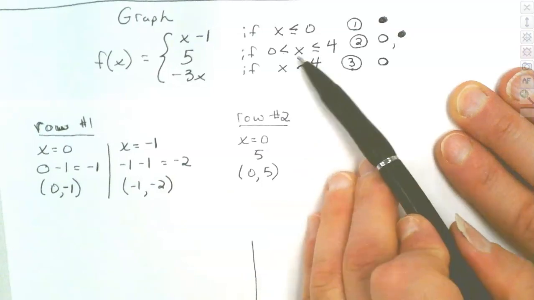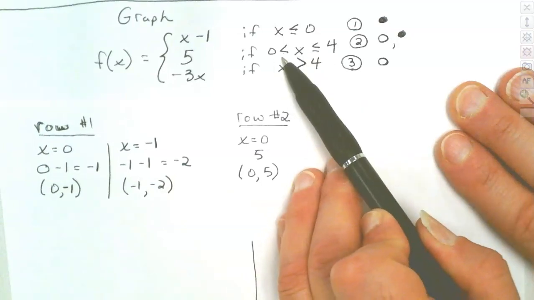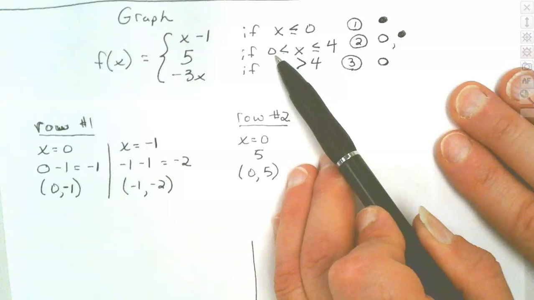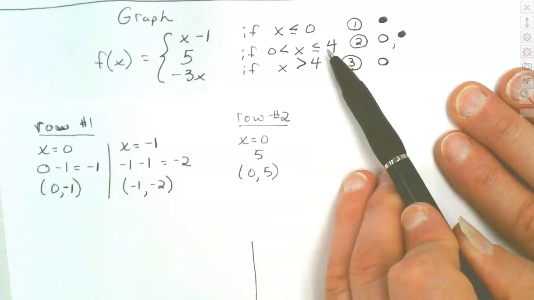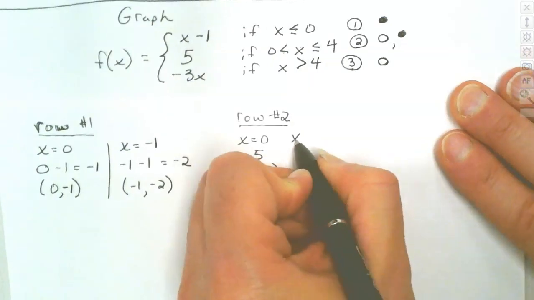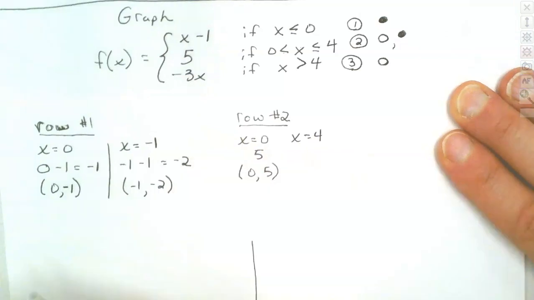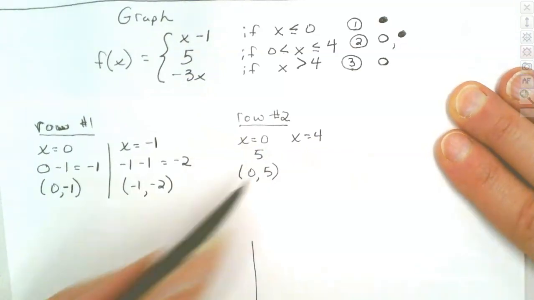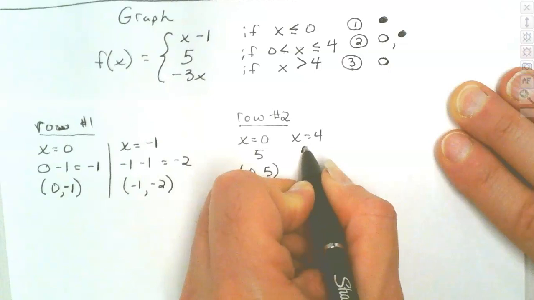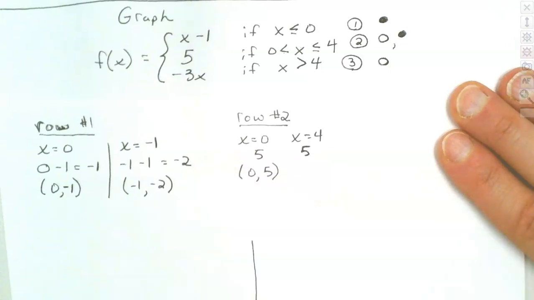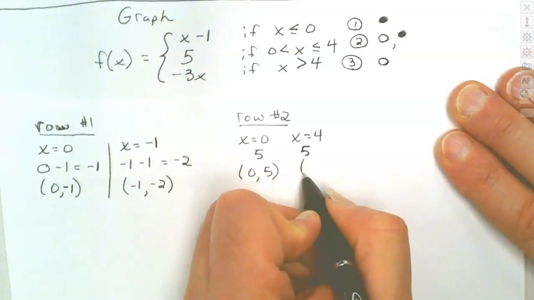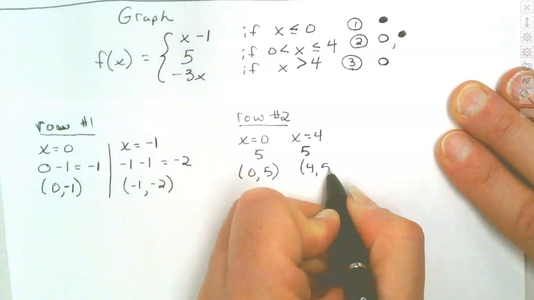Now, whenever it's trapped in between them, what you do is you do each side. So we'll do the 0, which we did here, and the other side, which was that 4. So we're now going to plug in that 4. And if I plug in that 4, it's a constant function again at 5. So that makes it (4, 5).